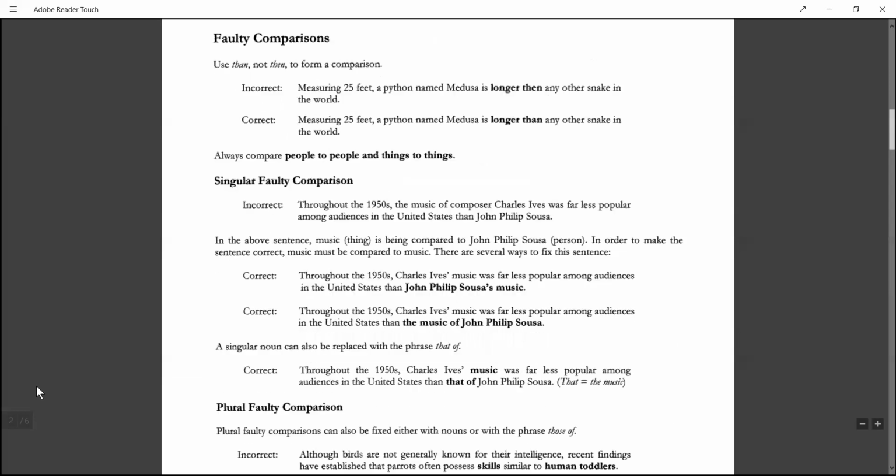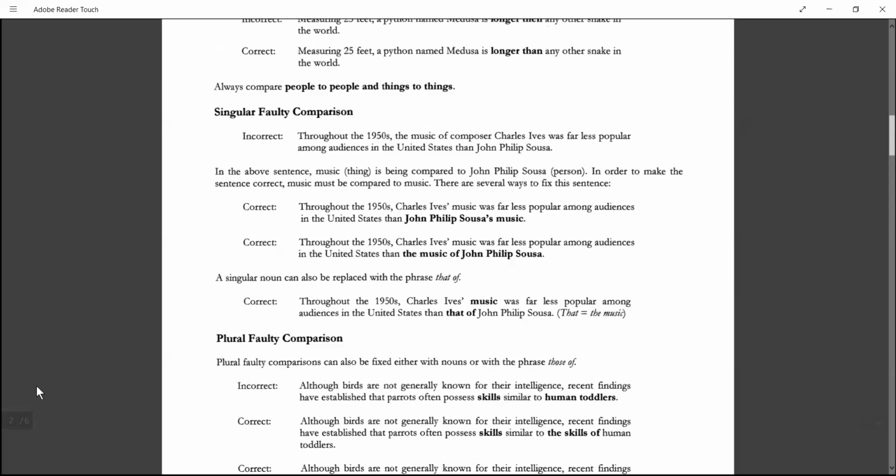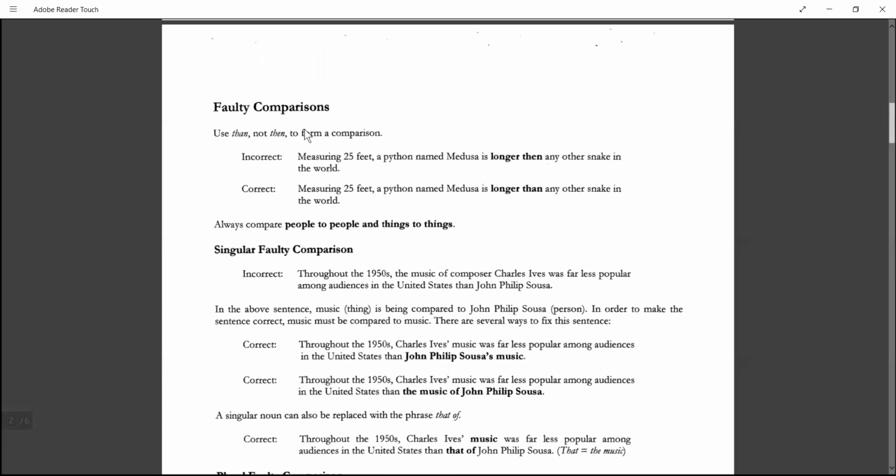Now, come to comparisons. The biggest point with comparisons is that we do something called faulty comparisons. Now, see here, measuring 25 feet, a python named Medusa is longer than any other snake in the world. Actually, it's not then, it has to be than. Then cannot be used because then is a word that is used to refer to time. But what faulty comparisons actually means is you're supposed to compare two things belonging to the same category.